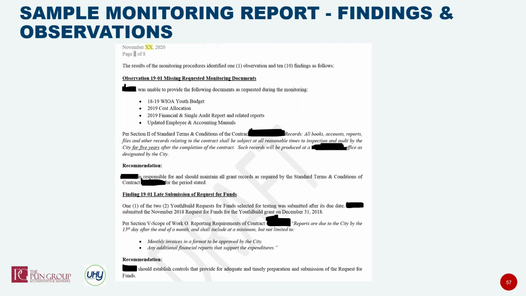And then a finding is something where there is a non-compliance that is pretty significant. So you can see in this case, they were missing requested monitoring documents, which were their old youth budget, their cost allocation plan, their financial and single audit, as well as updated employee accounting manuals. I didn't share all 10 findings, but there was more in terms of costing. You can really see we write this as just an observation and a recommendation. The second finding is late submission of requests for funds. You can see we looked at the due dates on these, and we actually provided the funding terms and conditions, which had the reporting requirements in it from this agency. And the recommendation is pretty simple, that they needed to adequately and timely prepare their submission of the request for funds.